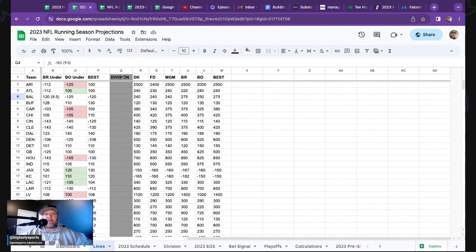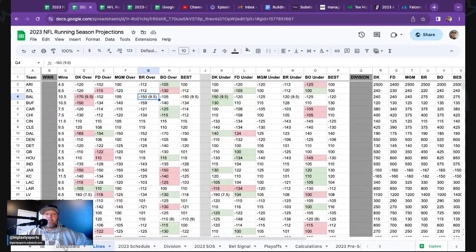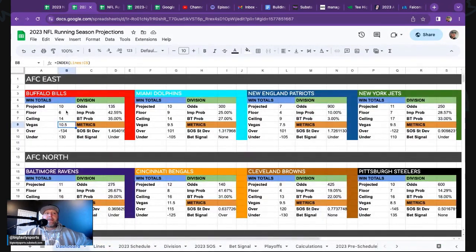So obviously the divider, it says division. And then on the right-hand side, same thing, lines for all 5 books with the best line that you can get on any of those teams. And that will be updated a couple times a week. So you come back here, and if you like the over, you can see what that line is at. If you like the under, you can see what that line is at.